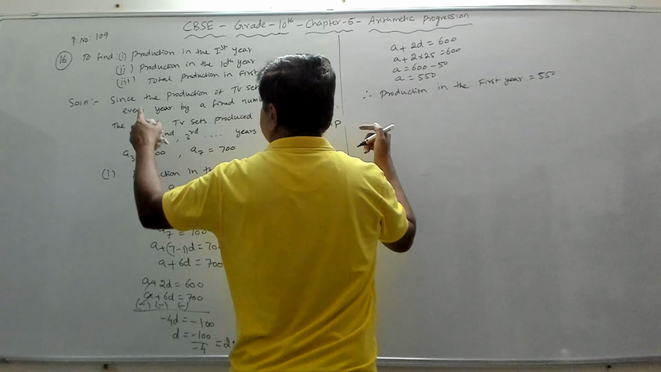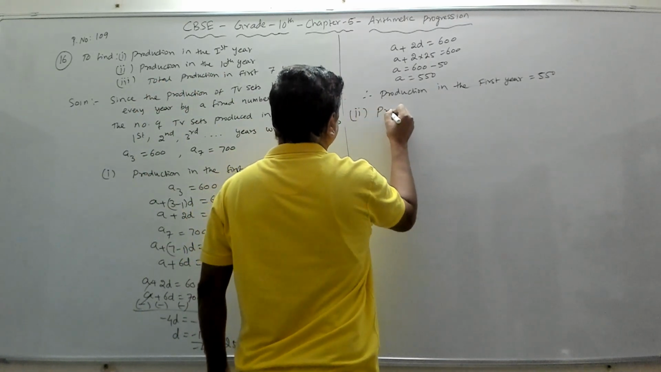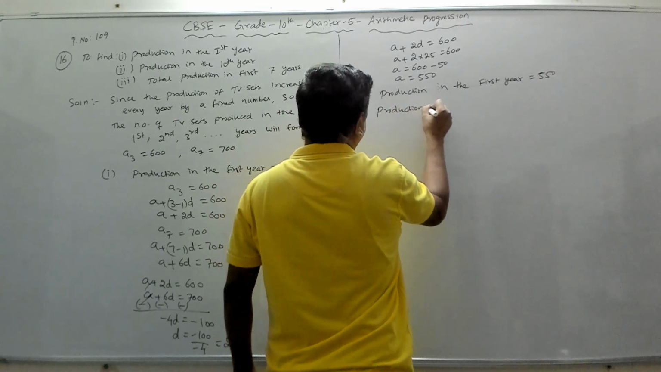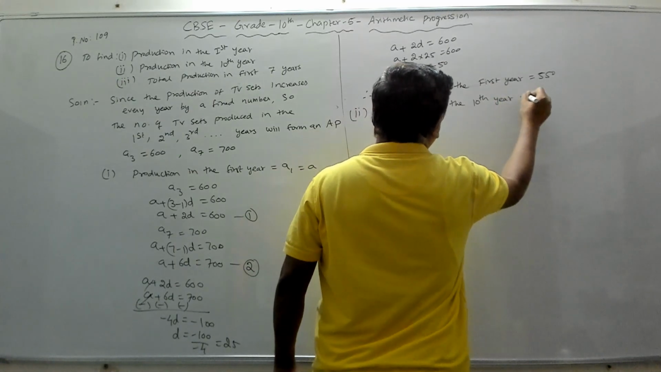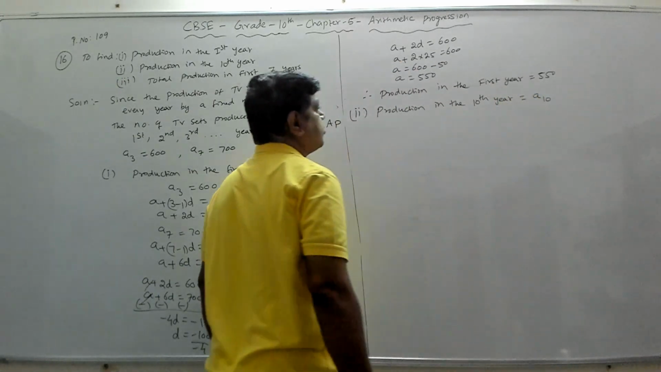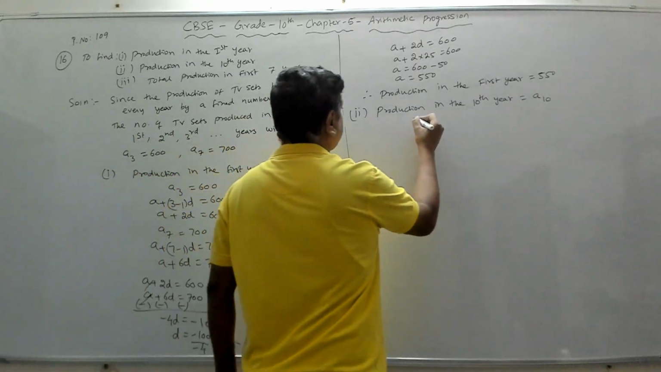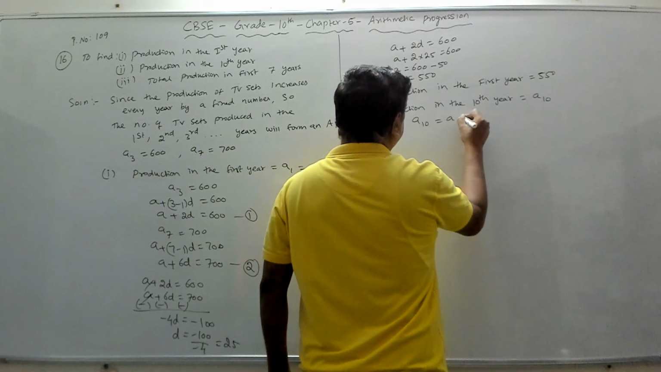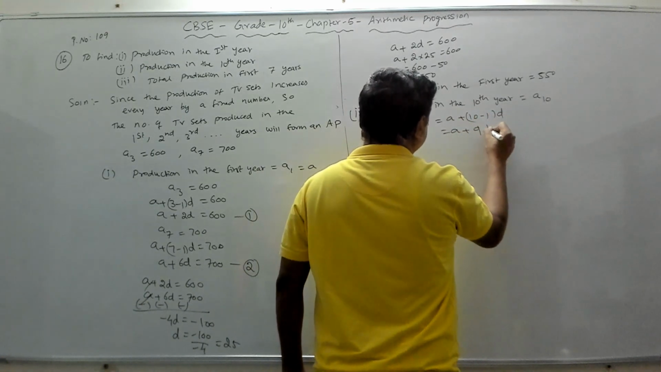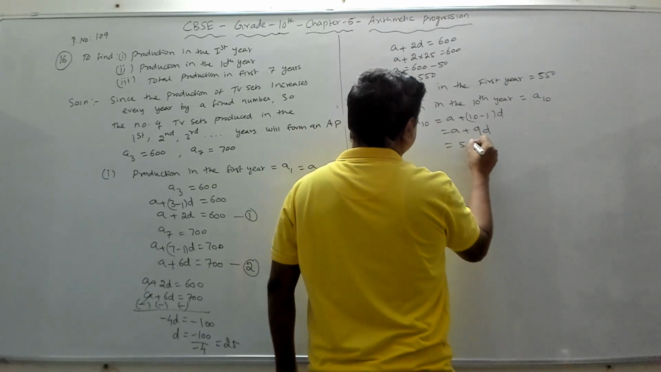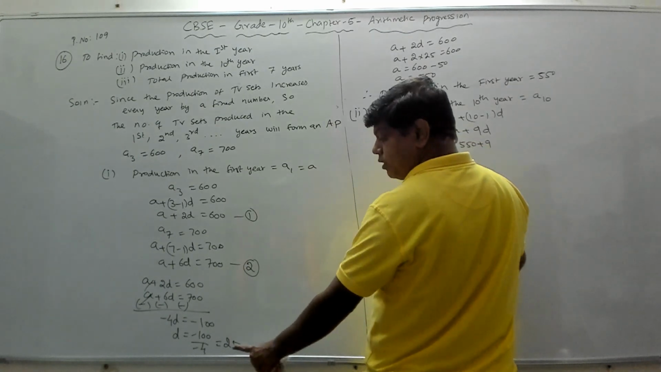Now the second question is production in the 10th year. So that will be equal to A10, which we have to find. A10 is the production in the 10th year. So A10 is what formula? A10 is A plus (10 minus 1) into D. That is equal to A plus 9D. A is 550 plus 9 into D. D is 25 here.